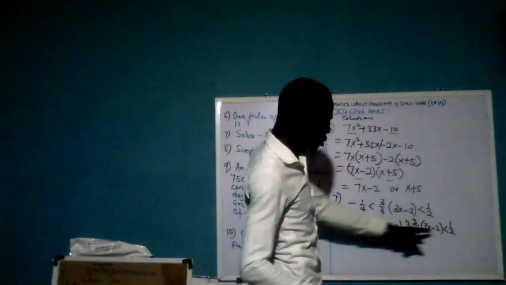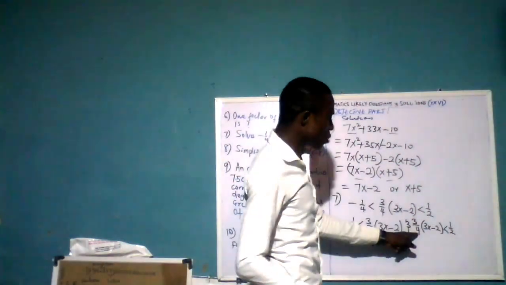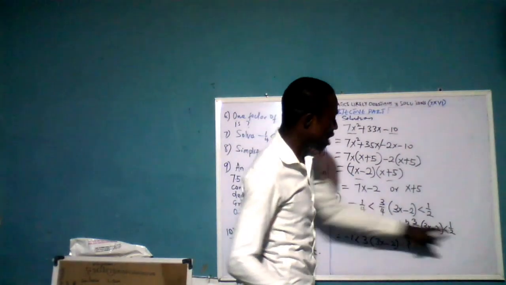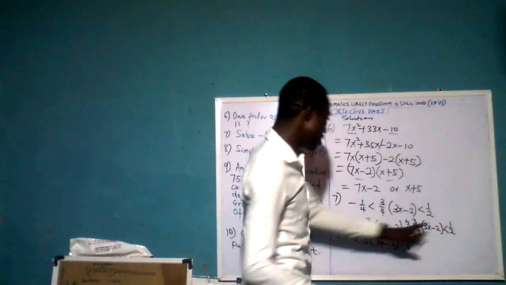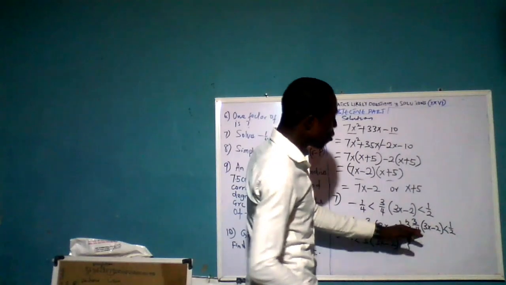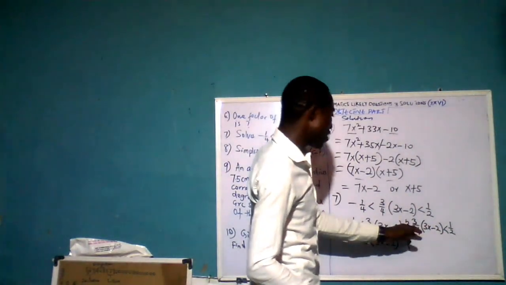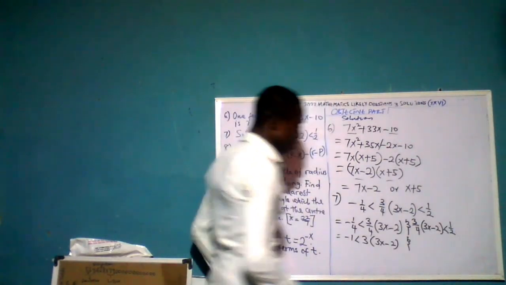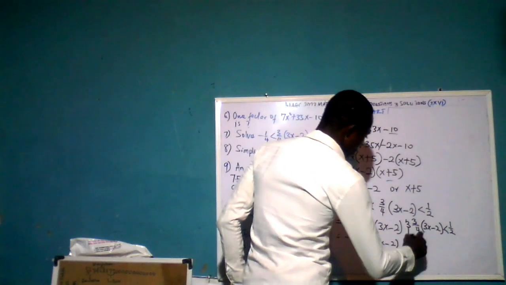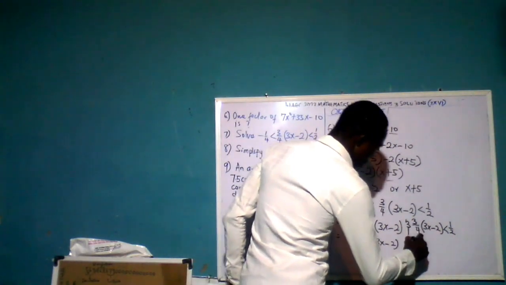3x minus 2. Then this inequality also, you have to multiply it by 4. Why do you have to multiply this by 4? Because 4 is the lowest common multiple of the fractions you're having in this inequality. So if you multiply it by 4, that 4 will take care of the first fraction and the second fraction once and for all, right? If you multiply this by 4 now, that's 4 multiplied by 3 over 4 will give you 3, right?